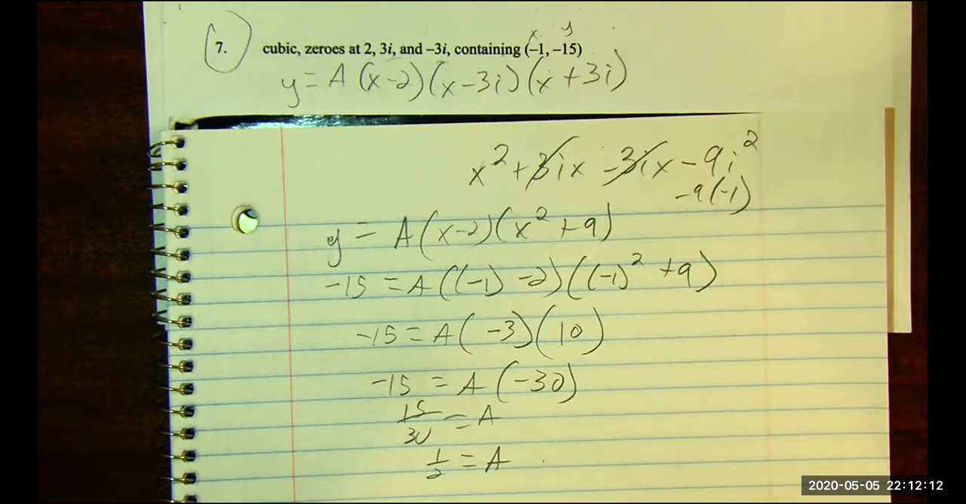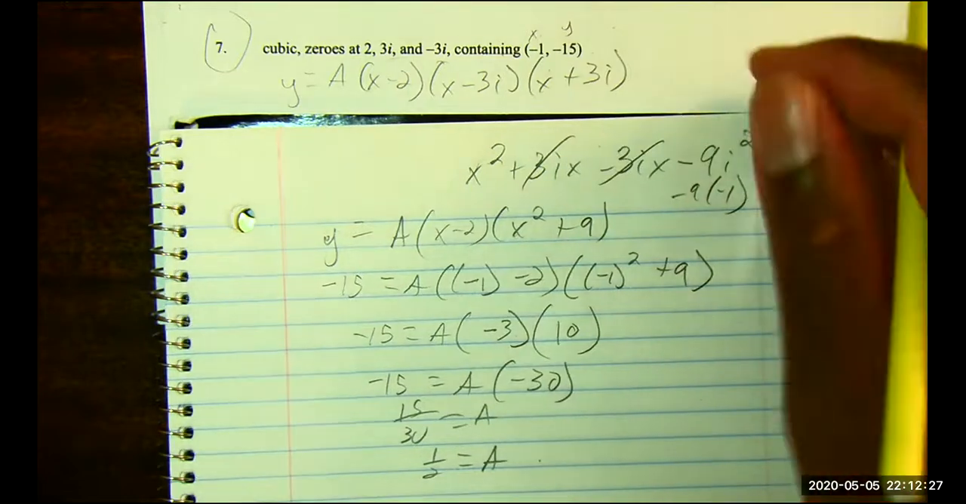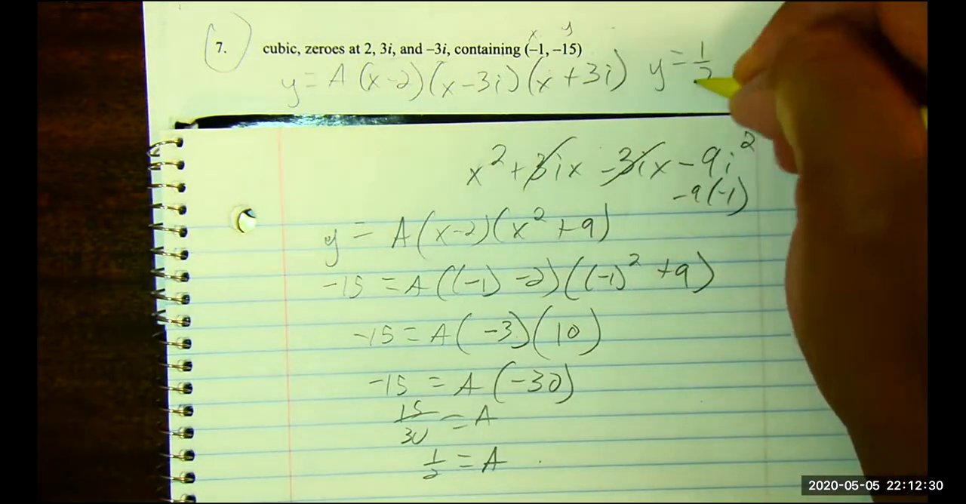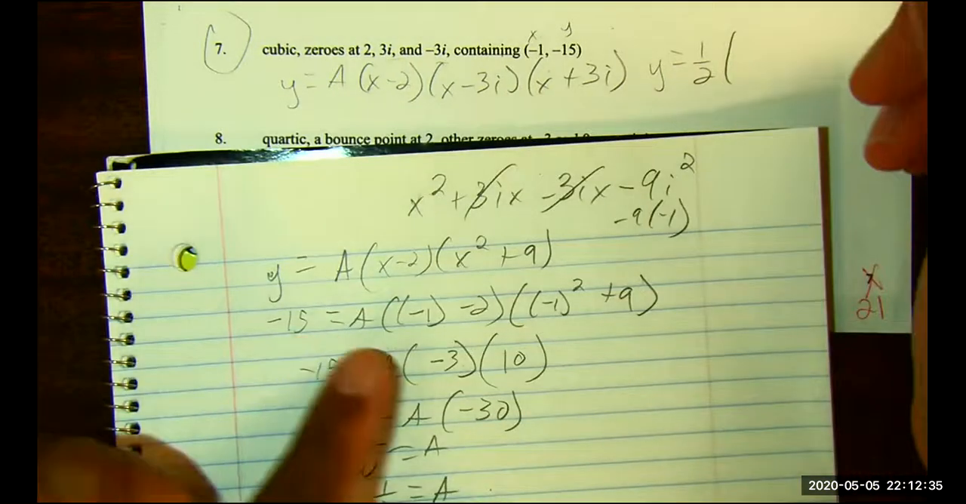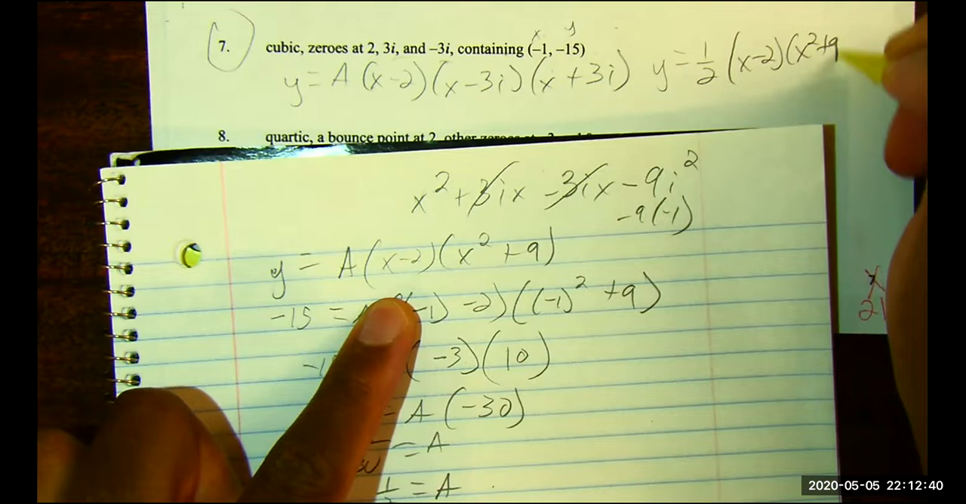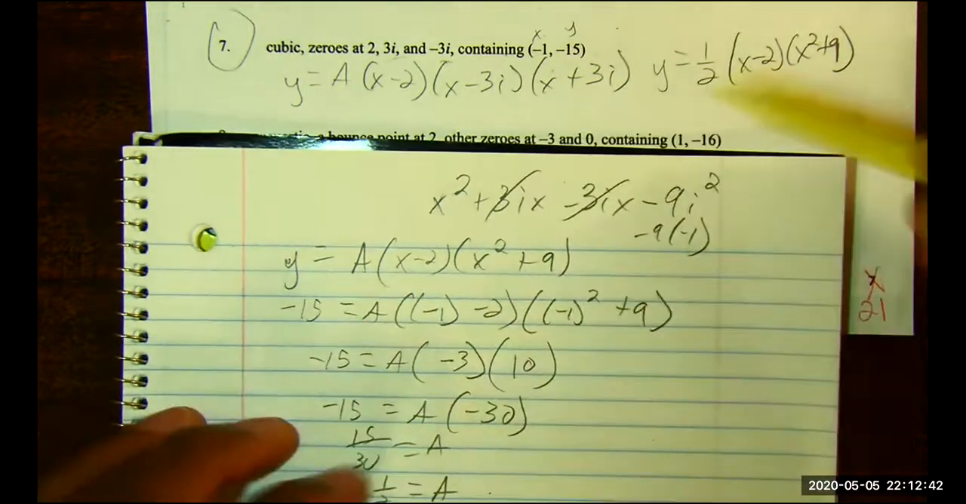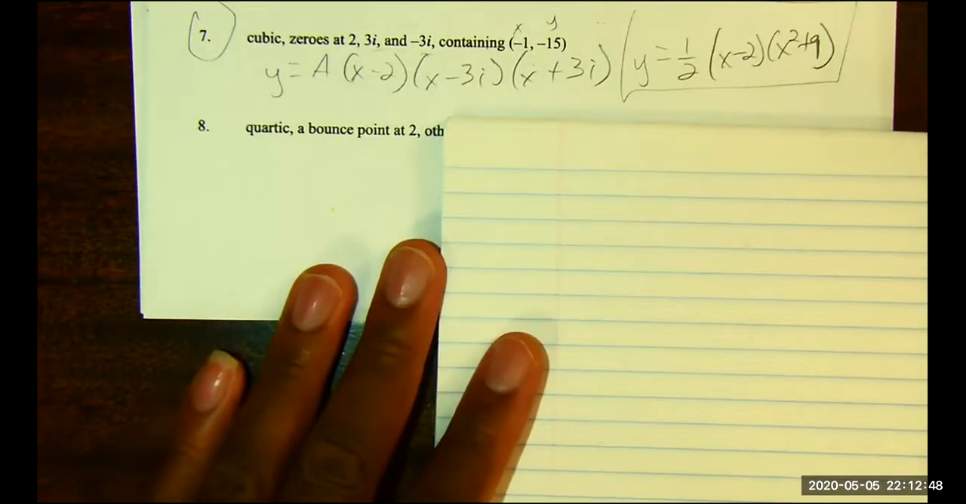You're going to have to graph this on your own because my Firefox is stalling out, I don't know why. Graph this on your own. But our final equation in this case would be y equals 1/2 times (x minus 2) times (x squared plus 9). And that's the final equation. I'll sketch a quick something or another.